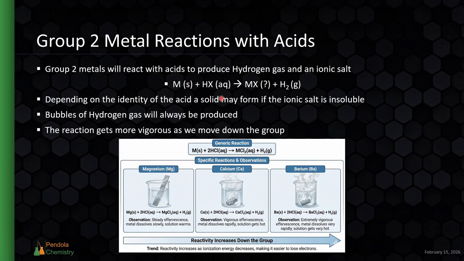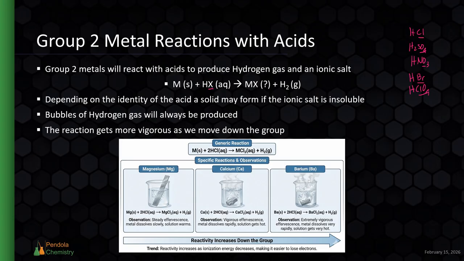Now remember, acids are going to be anything with the general structure HX. So things like HCl, an acid, H2SO4, HNO3, HBr, HClO4. These are all acids, right? So when we react a group 2 metal with an acid, HX, where X could be chlorine, sulfate, nitrate, bromine, perchlorate, or really any anion, what's going to happen is that a single replacement reaction is going to happen.